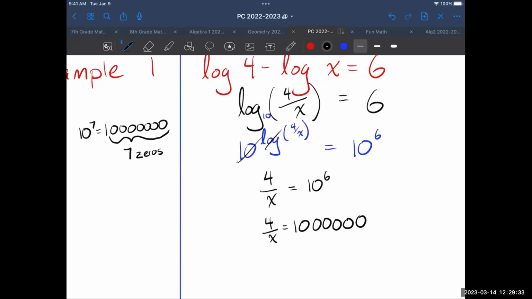Now what though? Multiply. If we multiply by 4 on both sides, what will happen is I'll get a 16 over x on this side, and I'll get 4 million on that side. Okay. So you could, but I think that just makes it harder.